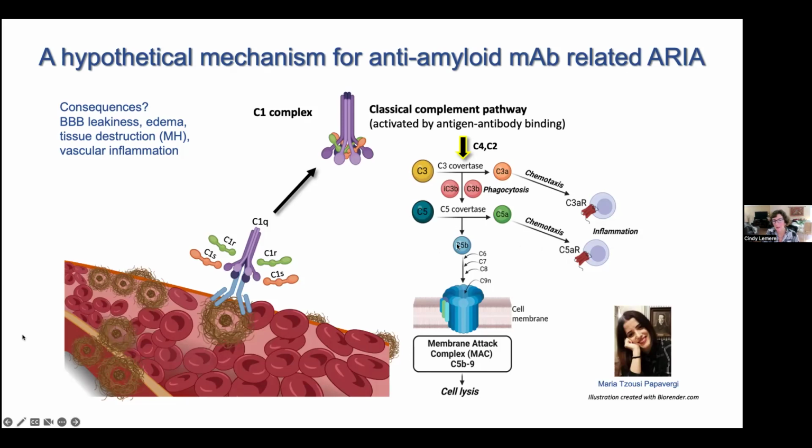The other byproduct is C5b, and this combines with C6, C7, C8, and then with multiple copies of C9 within a cell membrane. When they all come together, they cause cell lysis. This is called the membrane attack complex. And I just want to give a shout out to Maria Jose Pappaverdi for helping to make this diagram.